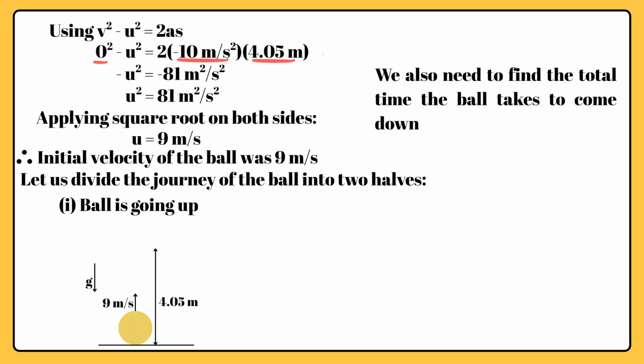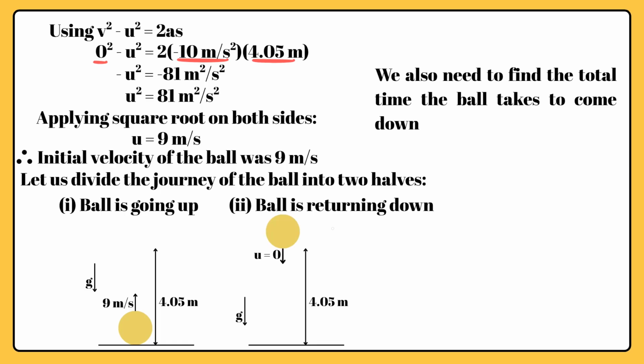First is the part where the ball is thrown up with 9 meters per second velocity, and it keeps going up until it stops at 4.05 meters. In the second part, the ball starts coming down from 4.05 meters until it reaches the ground. Remember that the ball is momentarily at rest before coming down, so the initial velocity in part 2 will be 0.